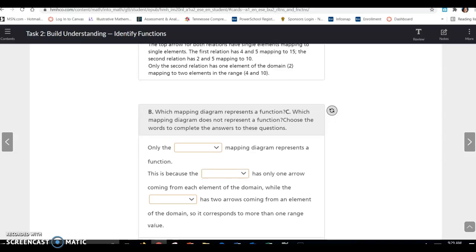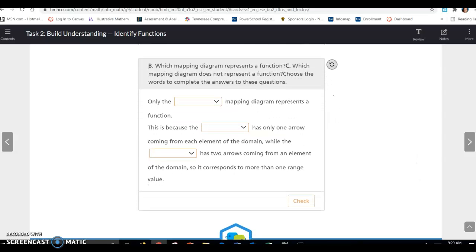All right, the next question says, which mapping diagram represents a function? Okay, which means all the x's are unique. Which mapping diagram does not represent a function? Choose the words to complete the answers of these questions. So only the blank first or second mapping diagram represents a function.